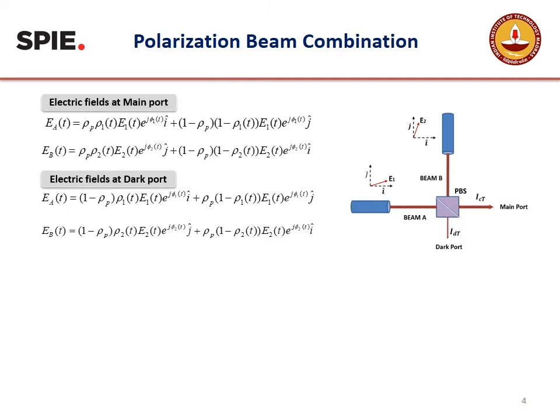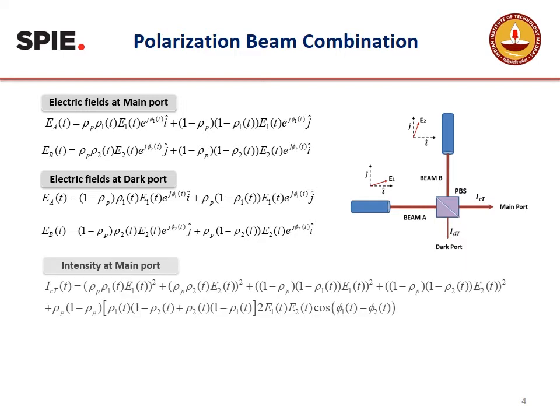Similarly, the electric fields at the dark port also can be represented as given here. Please note that if rho_1(t) and rho_2(t) are ideal cases, that is, if the value is 1, then we will be considering linear polarization. Since it is not ideal, we are considering a general case where a mixed polarization is coming as the input.